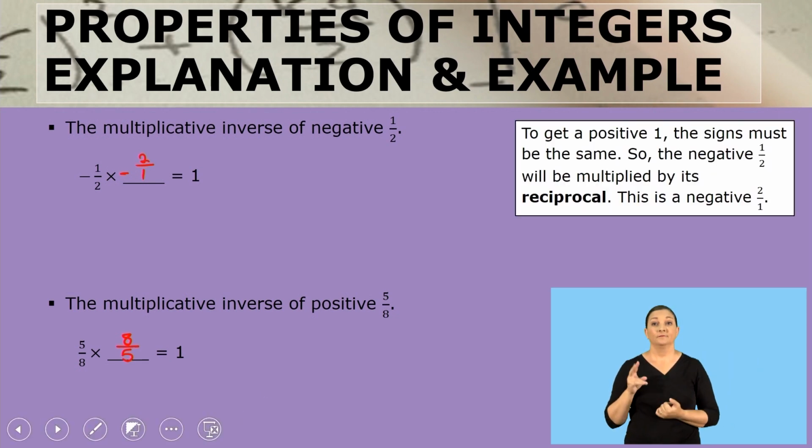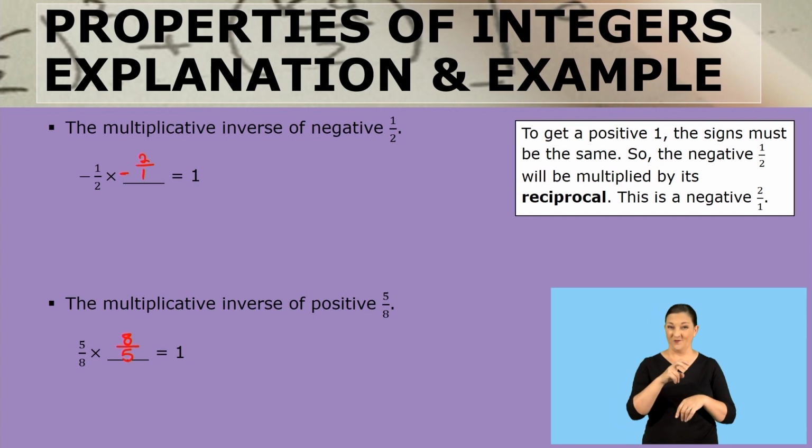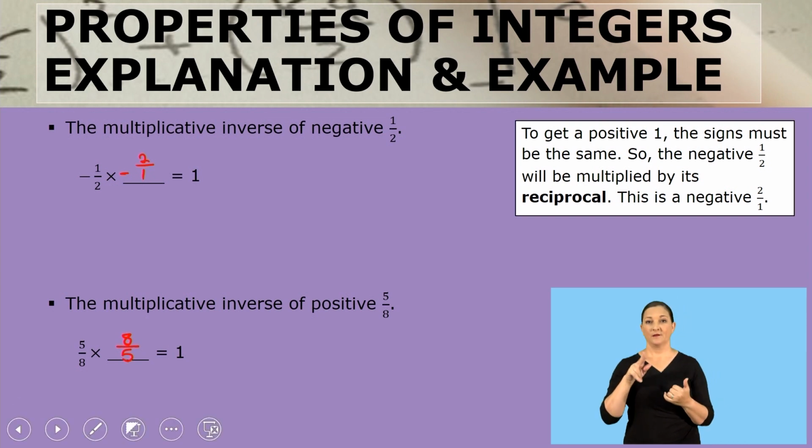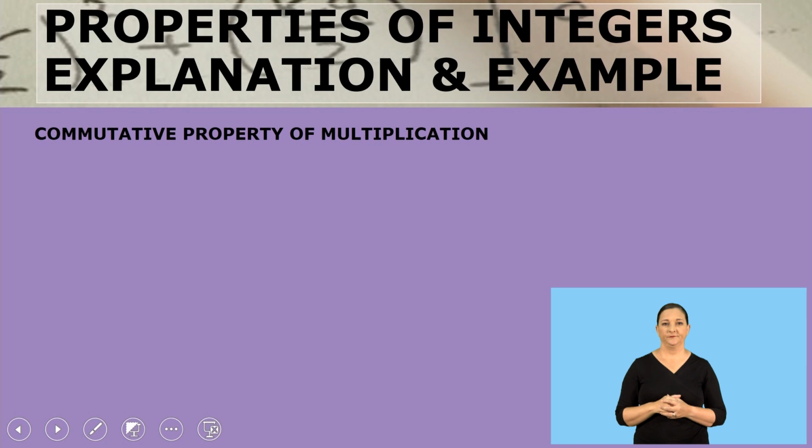So again, to get a positive 1, the signs must be the same. So remember with that example, the negative 1/2 will be multiplied by its reciprocal, and that is a negative 2, right? So we need to make sure that the signs are the same and we are using its reciprocal.